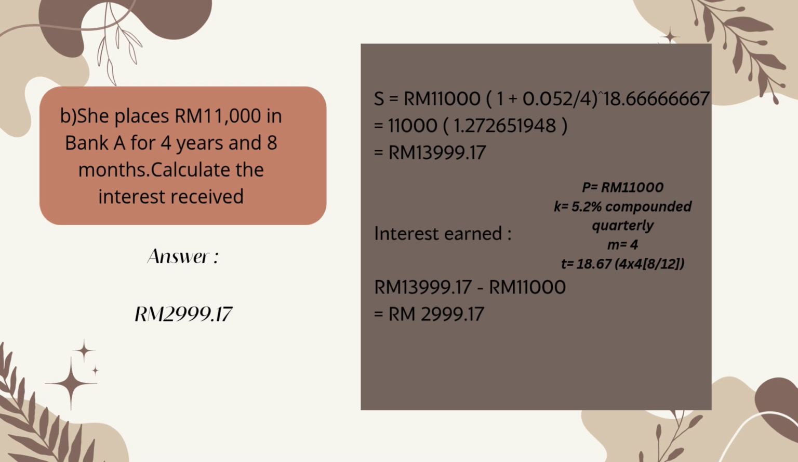So the calculation is S equals 11,000 in bracket 1 plus 0.052 divided by 4, power 18.66666667. And the answer is 11,000 in bracket 1.272651948. So we got the future value, which is 13,999 ringgit and 17 cents.